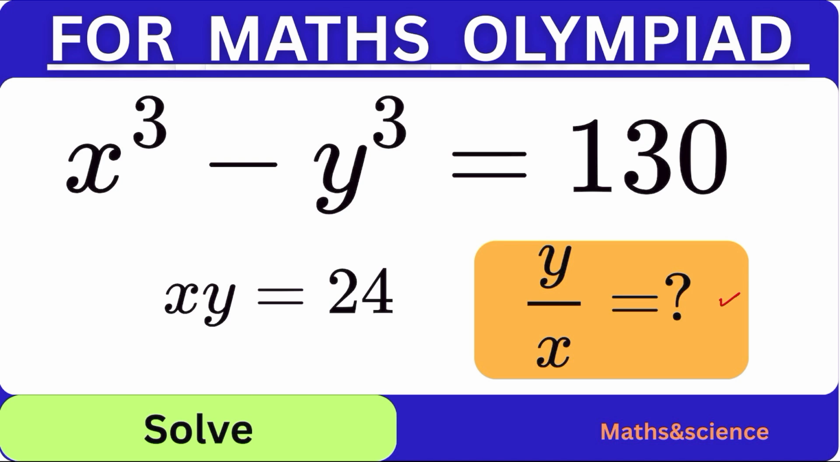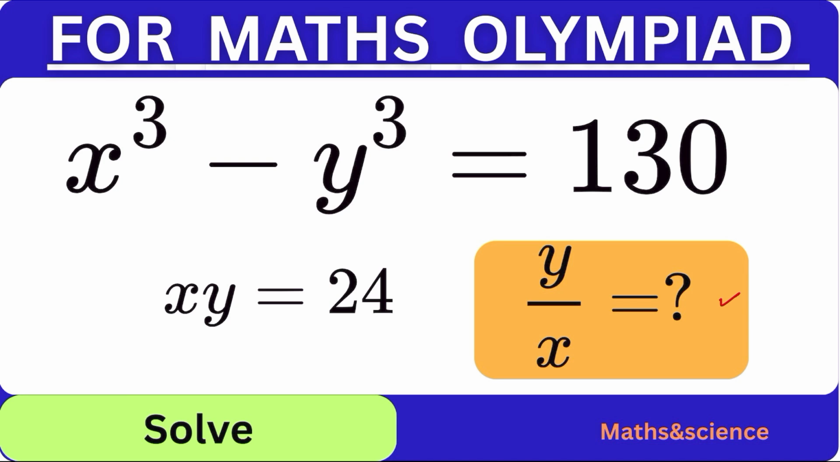Here we will be dealing with the positive real numbers for x and y. We will not be going into the solutions of complex numbers. Square roots of negative numbers will be complex numbers. We will be going for positive real numbers and we will be finding the y by x value.